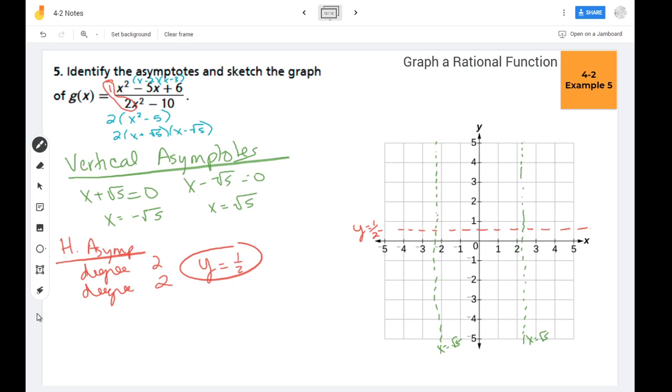Alright, so now I'm going to check out what my zeros are. So I'm taking the top of the fraction and setting it equal to 0. So I have x minus 2 equals 0 and x minus 3 equals 0. So if I add 2 over, I get x equals 2 for an intercept. And if I add the 3 over, I get a 3 as an intercept. So that's a little quirky here. It's a little strange.